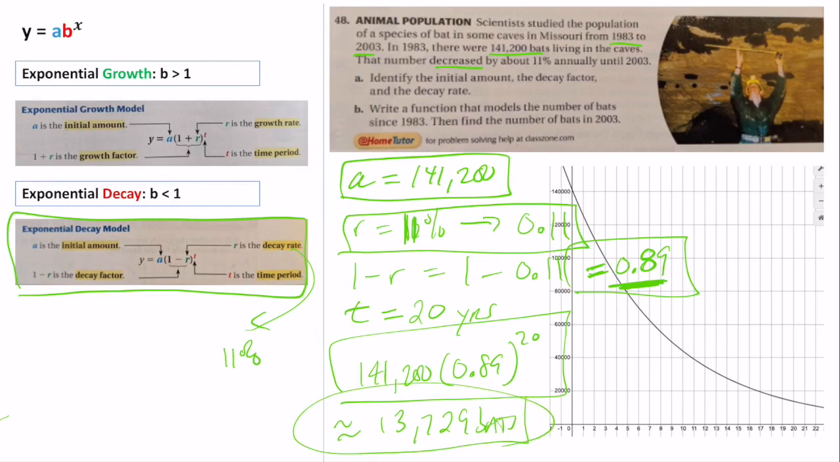Okay, after 20 years. And you can see that on the chart, right? We started all the way up here at 141,000, just over there. And each year we were going down, and we have this curve. It shows it's exponential. Each year we were decreasing by 11%. And you can see after 20 years, right there, that's what we're looking for. After 20 years, we have somewhere less than 20,000 bats left, which is exactly what we got right there.